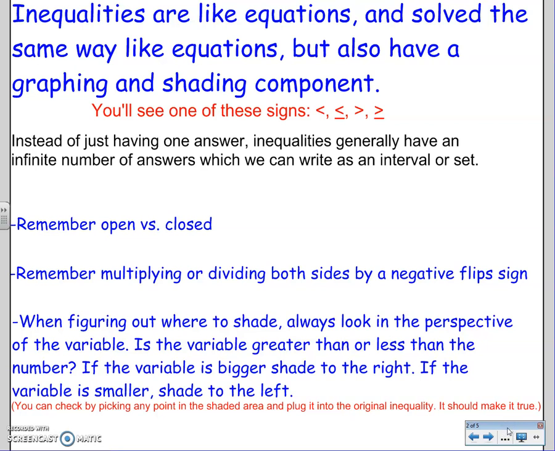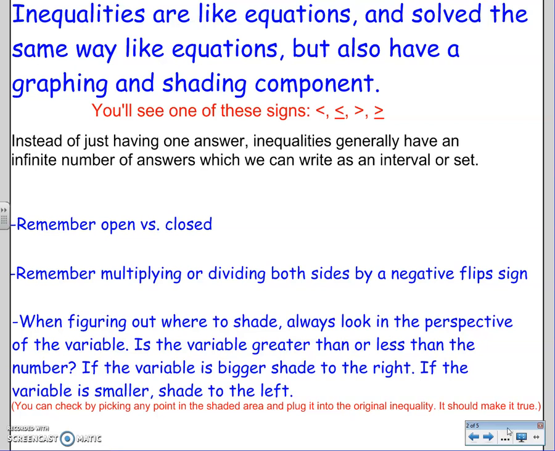So inequalities are like equations and solve just like equations, but they also have a graphing and shading component. You'll see these signs: the less than sign, the less than or equal to sign, the greater than sign, or the greater than or equal to sign. And instead of having just one answer, inequalities generally have an infinite number of answers, which we can write as an interval or a set.